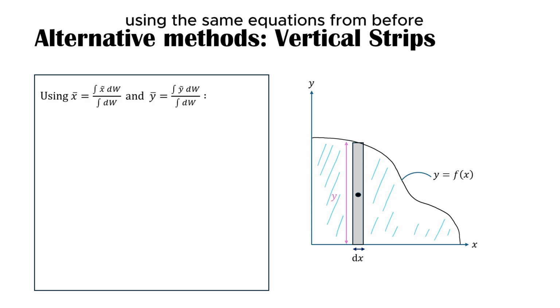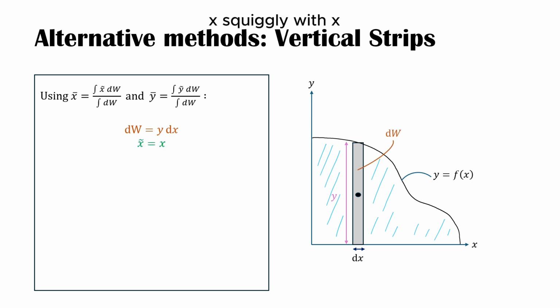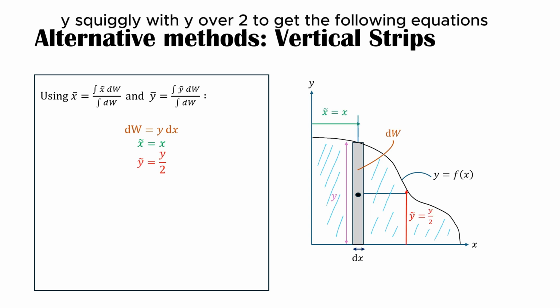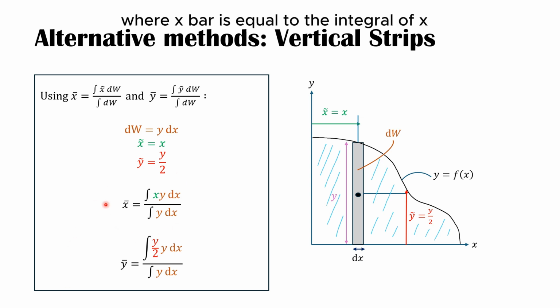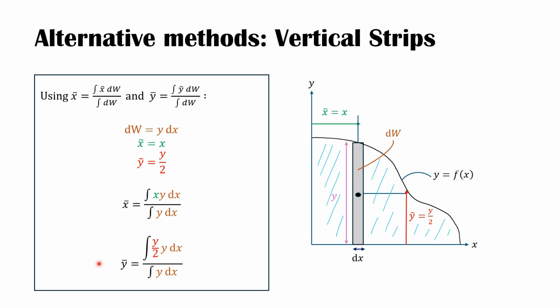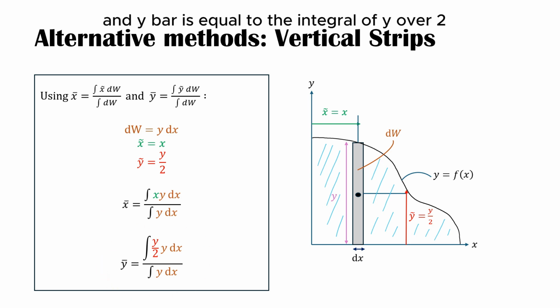Using the same equations from before, we can replace dW with y dx, x squiggly with x, and y squiggly with y over 2 to get the following equations, where x bar is equal to the integral of xy dx over the integral of y dx, and y bar is equal to the integral of y over 2 times y dx over the integral of y dx.